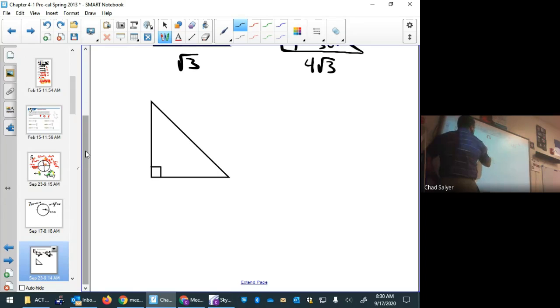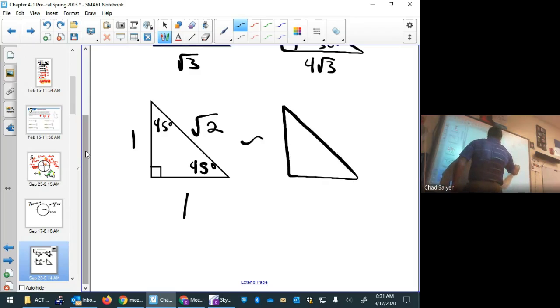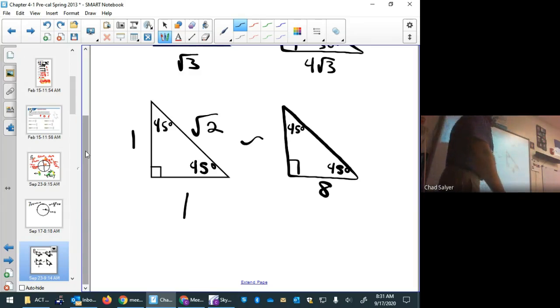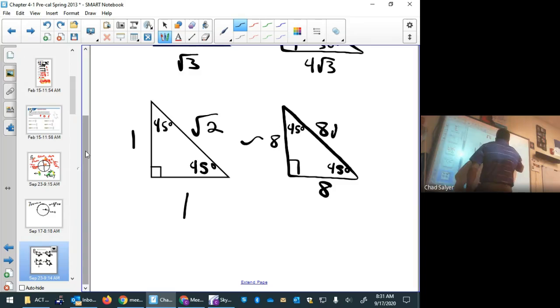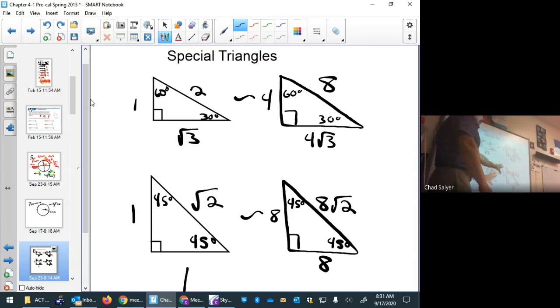Second one we're going to discuss, 45 degrees, 45 degrees, and 90 degrees. 1 to 1 to the square root of 2. So if I were to consider some similar triangle, in other words, a triangle in which I had the same angles, and let's just say I knew this side was 8, well, then I would know this side is 8, and this side is 8 times the square root of 2. It's a way for us to have a whole family of triangles that we can instantly know everything about. So solving these triangles is trivial as a consequence of their special cases.